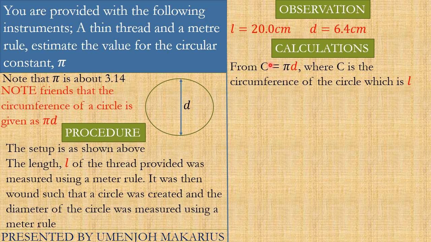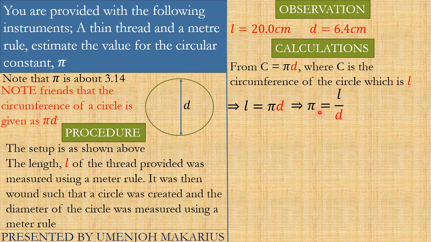I also defined what C is because C is a new symbol I brought in. That C is the circumference of the circle, which is L, the length of the thread. Like I said initially, the length of the thread is the circumference of the circle. That implies we can move on to calculation by equating the length to this C, because C is the same as the length. So we're going to have L equal to pi times the diameter. Keep in mind that we are solving for what? Pi, right? So we're going to make pi the subject.